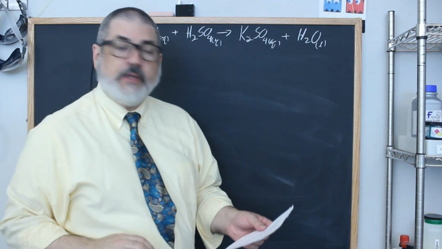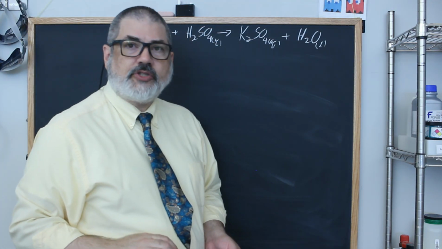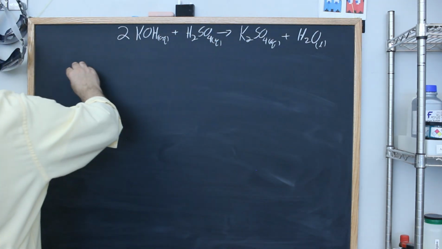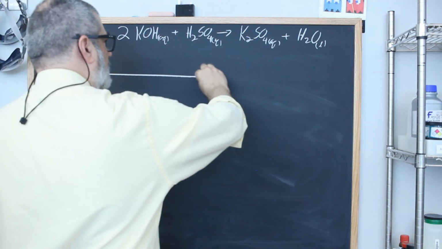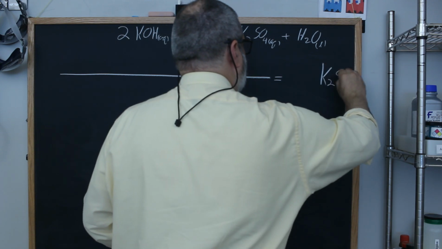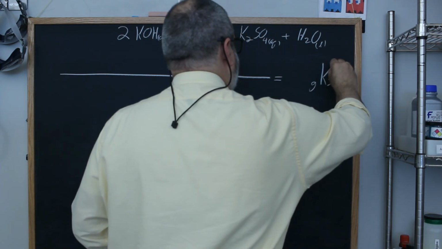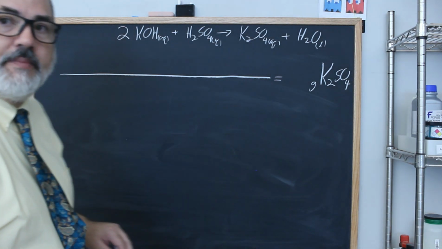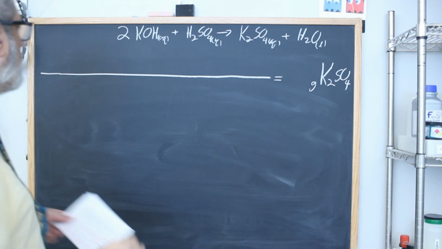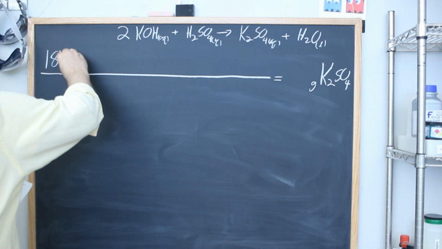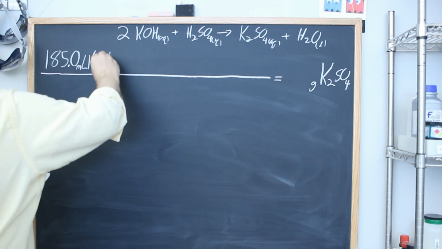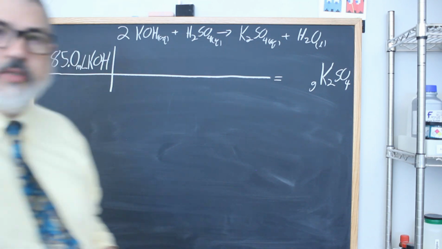I have 180 milliliters of a 0.217 molar solution. And so the way to approach that, right, is first we're trying to solve for grams of potassium hydroxide. Give myself enough room. And, well, what do we start with? Well, we have 185 milliliters of the potassium hydroxide solution.